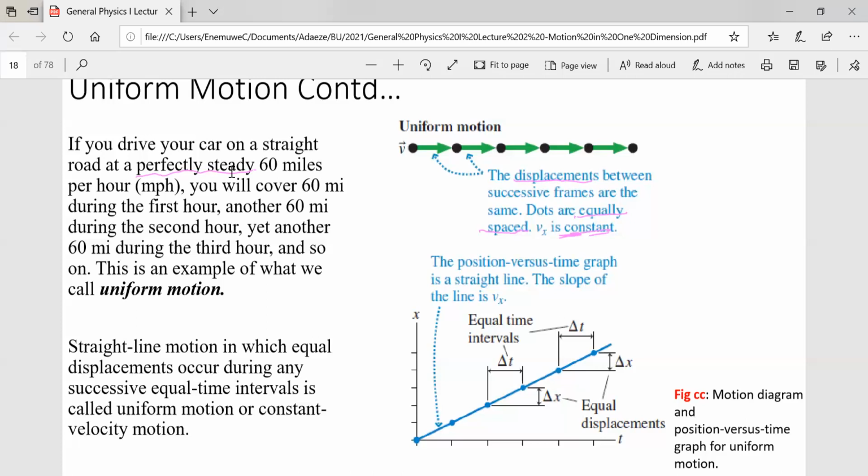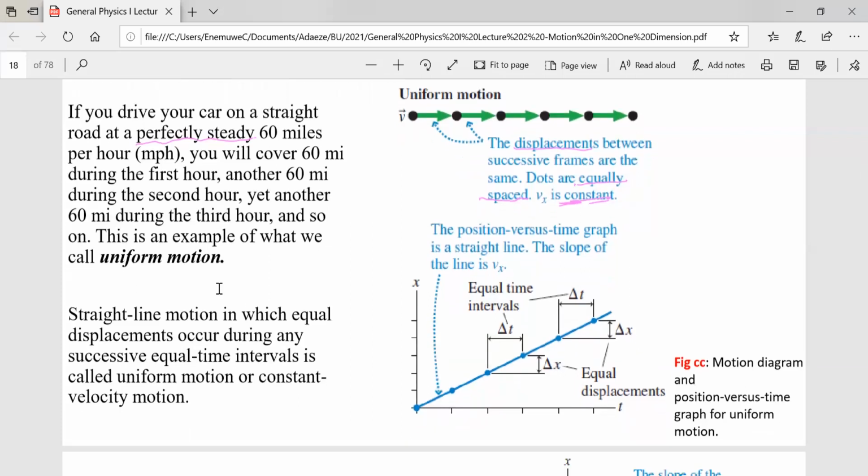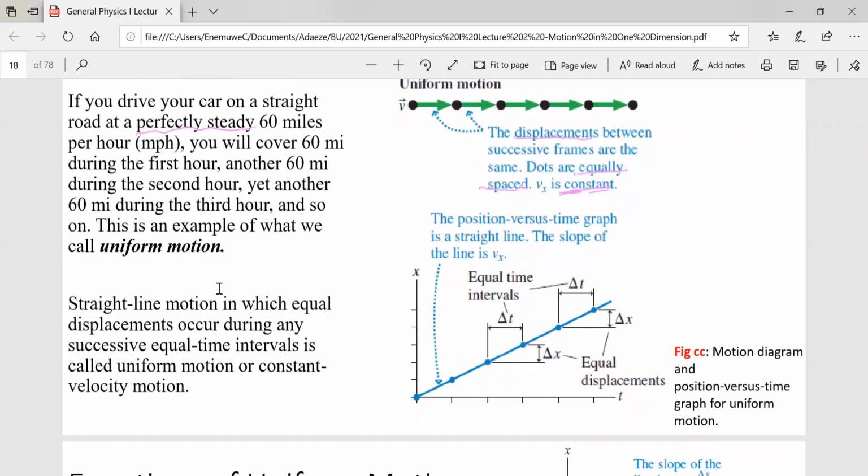If that is maintained, you'll be able to tell that in the next 60 miles, in the next 1 hour, I'm going to cover 60 miles. And in the next, I'm going to cover 60 miles. So if you're able to establish that nothing will change in the motion, you'll be able to tell exactly where you will be in 3 or 2 hours time, or even in 5 minutes time. Okay, so such a system of motion is what we call the uniform motion.